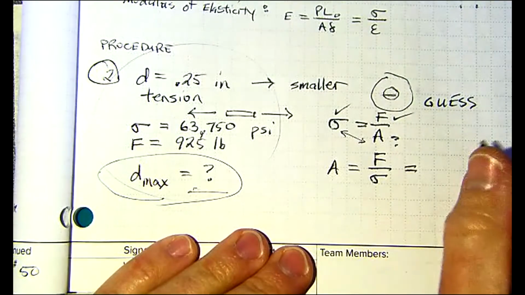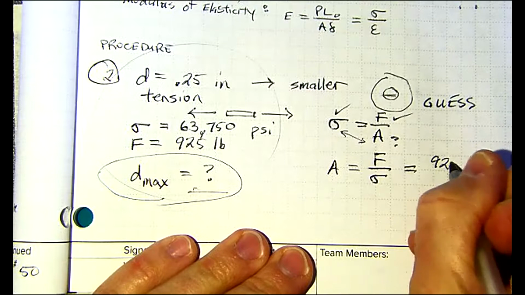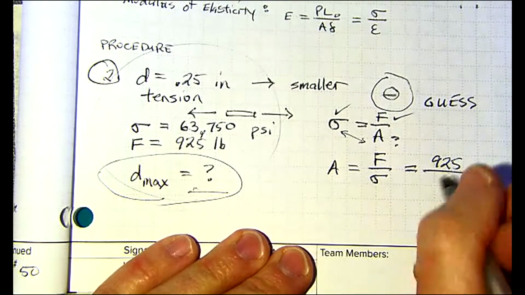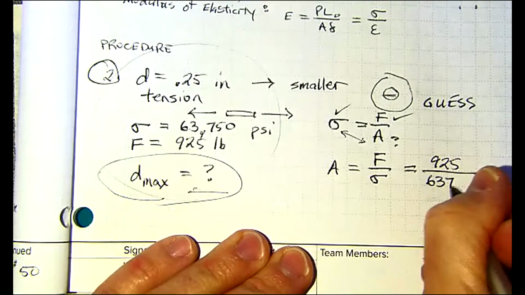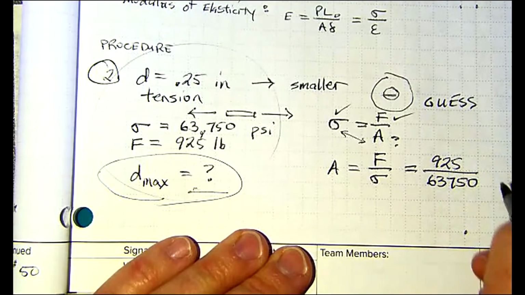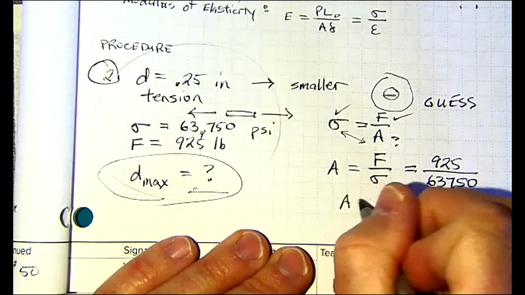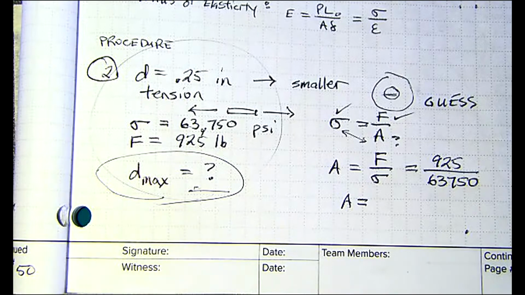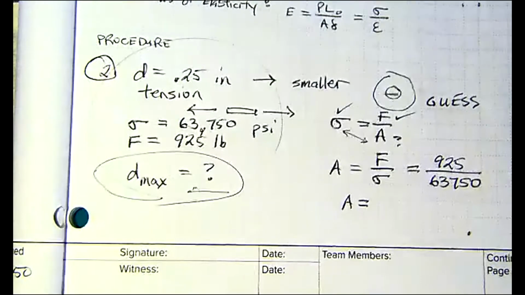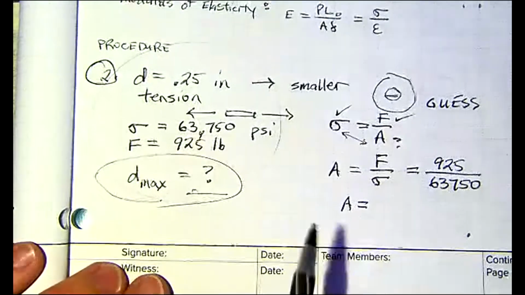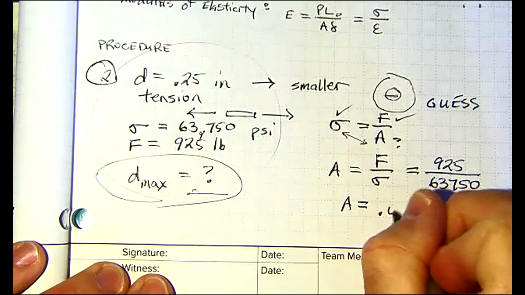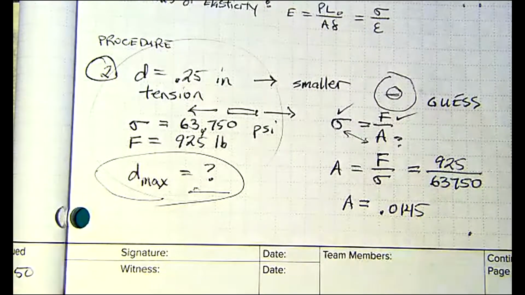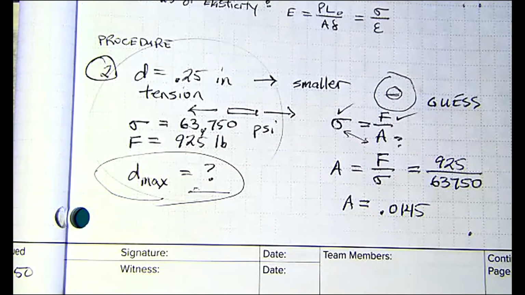A equals F over sigma. The F value, what was the F value? 925. And what was the sigma value? 63,750. Okay, so I guess there's going to have to be a number there. So A equals, hey, where's my phone? Okay, hey Siri, what is 925 divided by 63,750? Okay, Siri said that it is, can you see that on the screen? Okay, I guess that's right. You can check my math if you want.